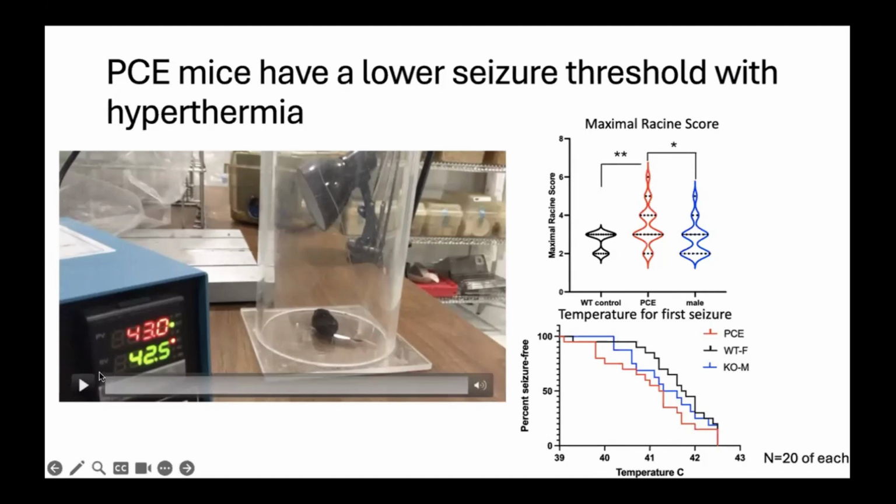So just a short video of a mouse having a seizure. This mouse is heated up and you can see him at 42.5 degrees. He has a convulsive seizure.